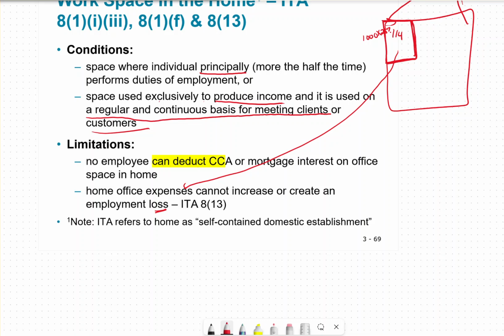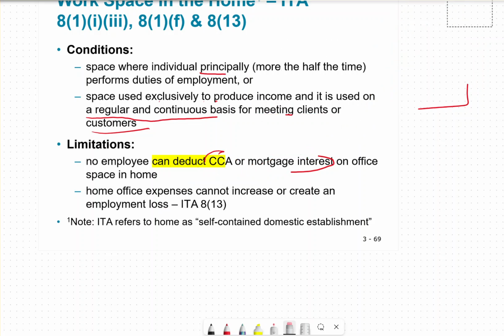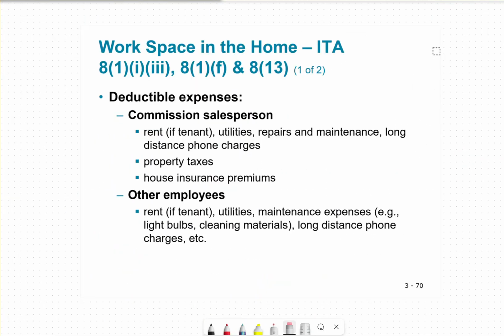But we are not allowed to deduct CCA on the house, or if you have a mortgage on the house and you're paying interest, we're not allowed to deduct it as an office expense. We're not allowed to deduct mortgage interest on the office space in the home. You're not allowed to deduct it.